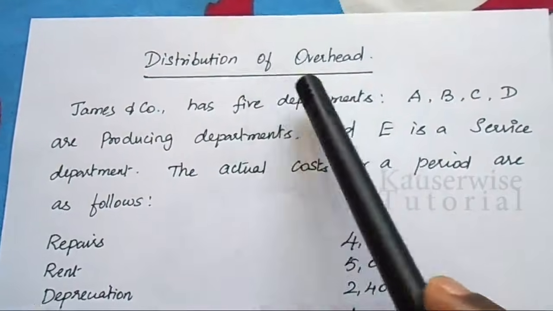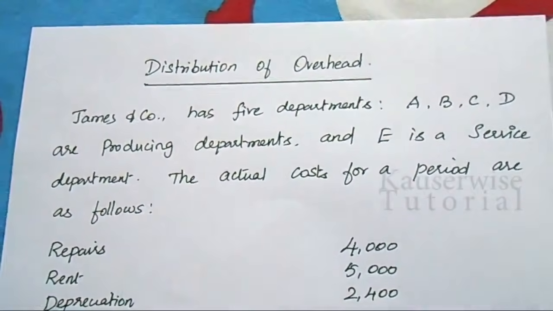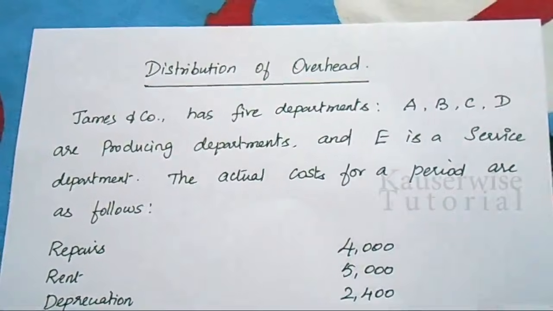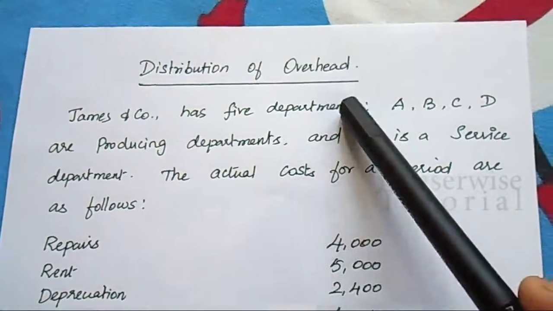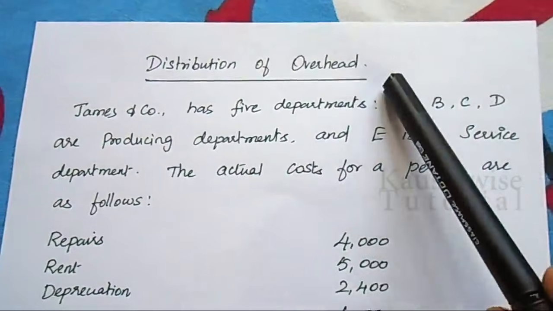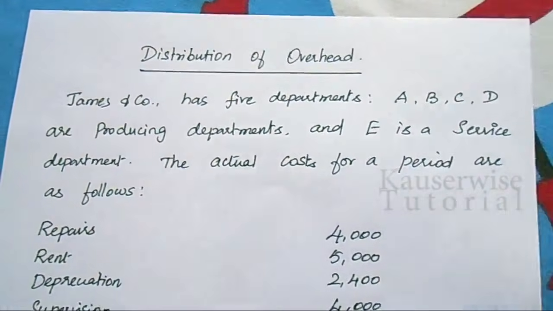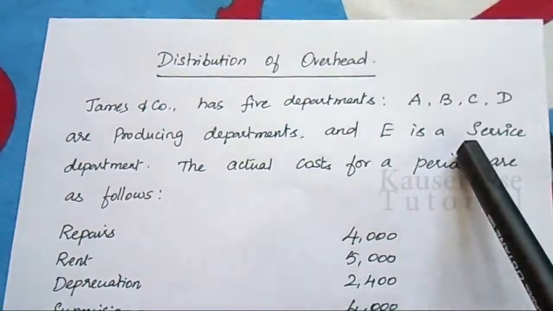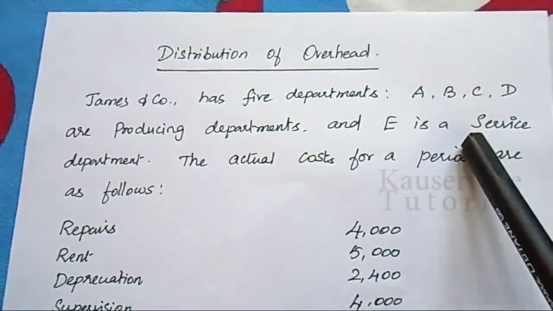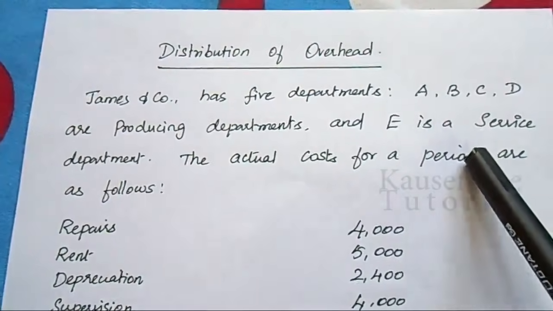Overheads can be classified into different categories like factory overheads, office and administrative overheads, selling and distribution overheads. These are the different types of overheads. So in this video I am going to explain distribution of overheads. Okay, before we go for the problem, let me explain the difference between allocation and apportionment.